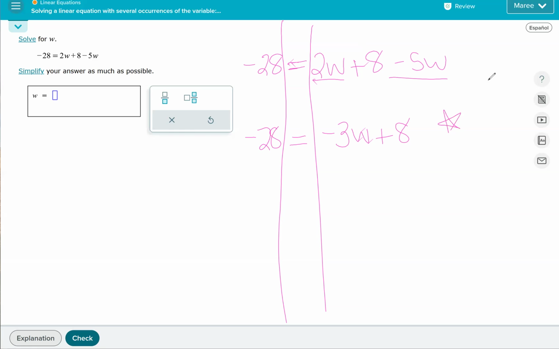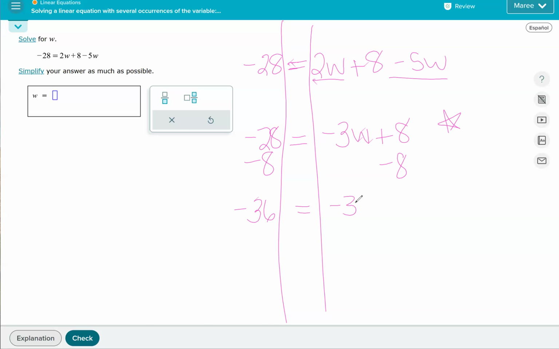We're still going to focus on this side that has the variables. We need to get rid of whatever is added or subtracted to that variable term. We have to get rid of that first. So we've got to get rid of this plus 8. The way we do that is by opposite operations. So if it's adding, we want to do subtracting. So we're going to subtract 8 from negative 28. They're both negative, so we add 28 and 8 and get 36. And then the sign has to stay the same.